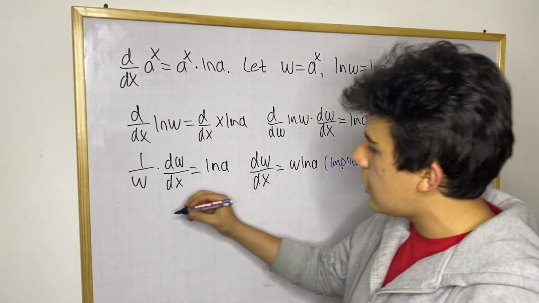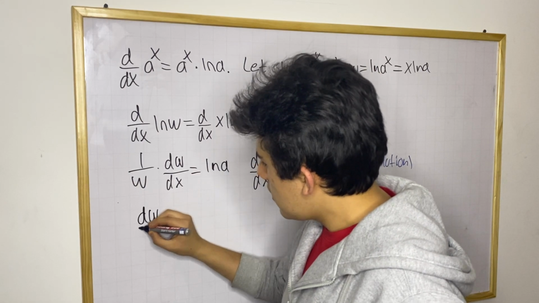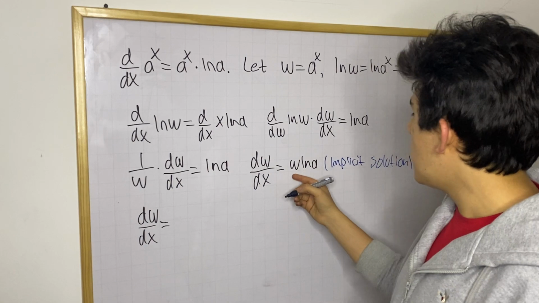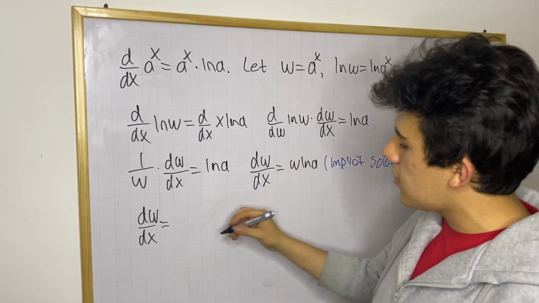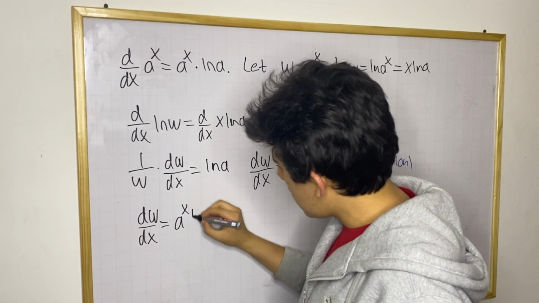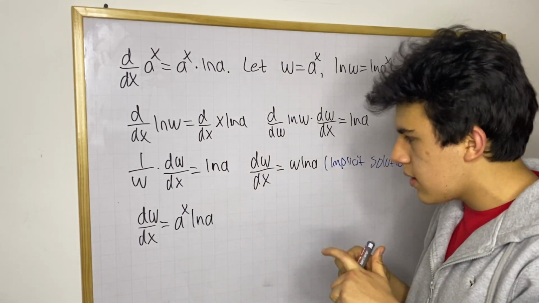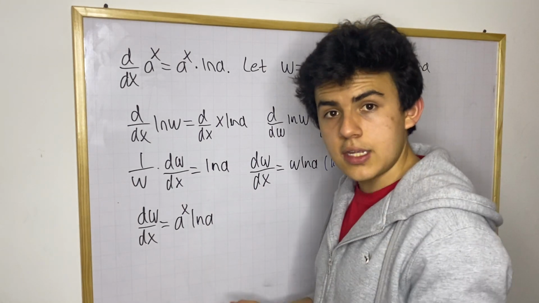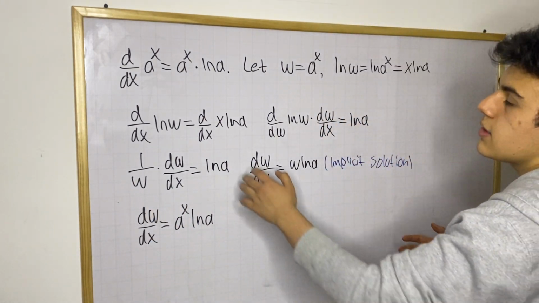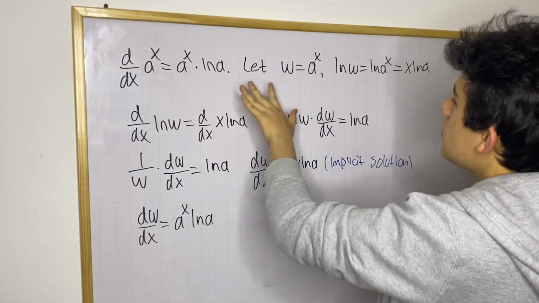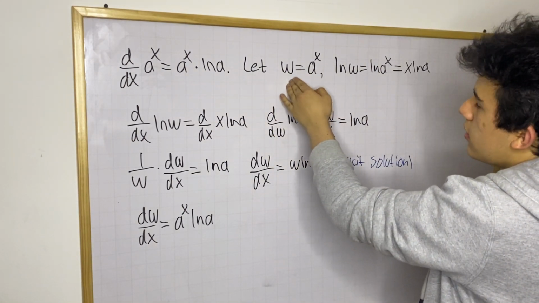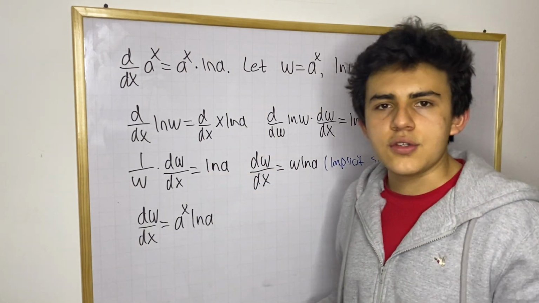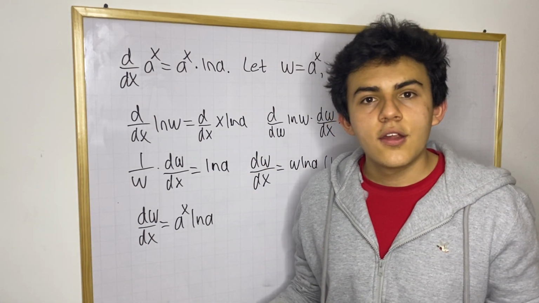So you can just simply say that dw over dx is going to be equal to, substituting w for the value that it has, which is going to be a to the x, times whatever we had before, which is going to be ln a, okay? So this is basically the proof that we were trying to get to, okay? We were trying to show that this equation is true, and we just did that by creating a new variable and then using implicit differentiation over here to get to the original equation, okay, which is basically what we call a proof.